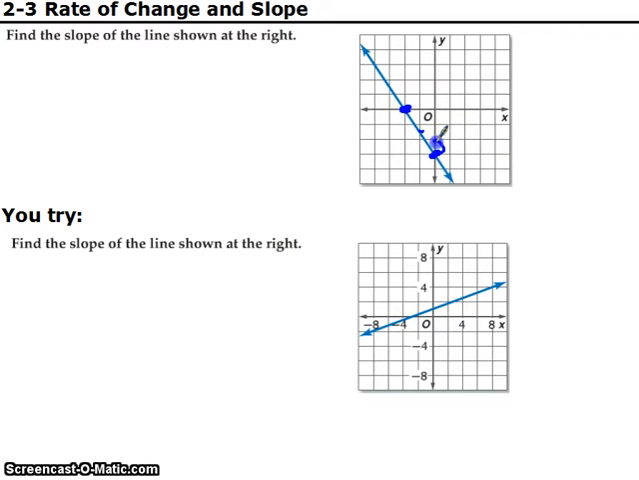Rise over run. 1, 2, 3 is our rise. And 1, 2. And I went left, so that's negative 2. Now usually you don't write a negative on the bottom, so you can either write negative 3 over 2, or put the negative in front like that. Either way is fine. All right, y'all try this one.